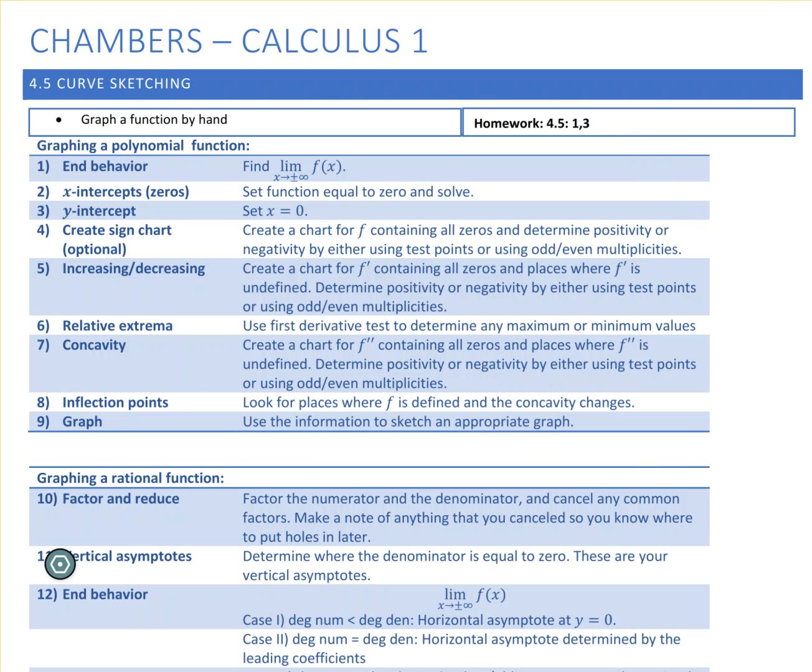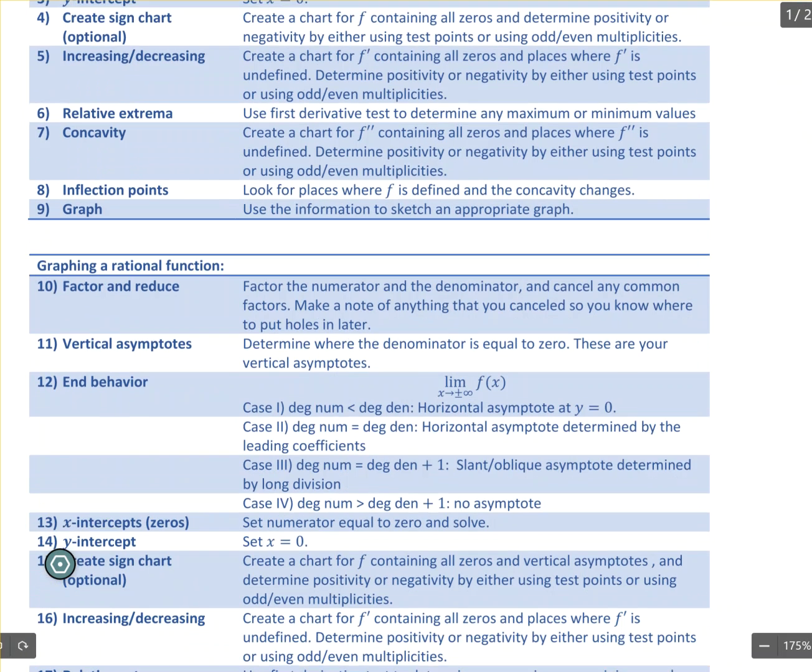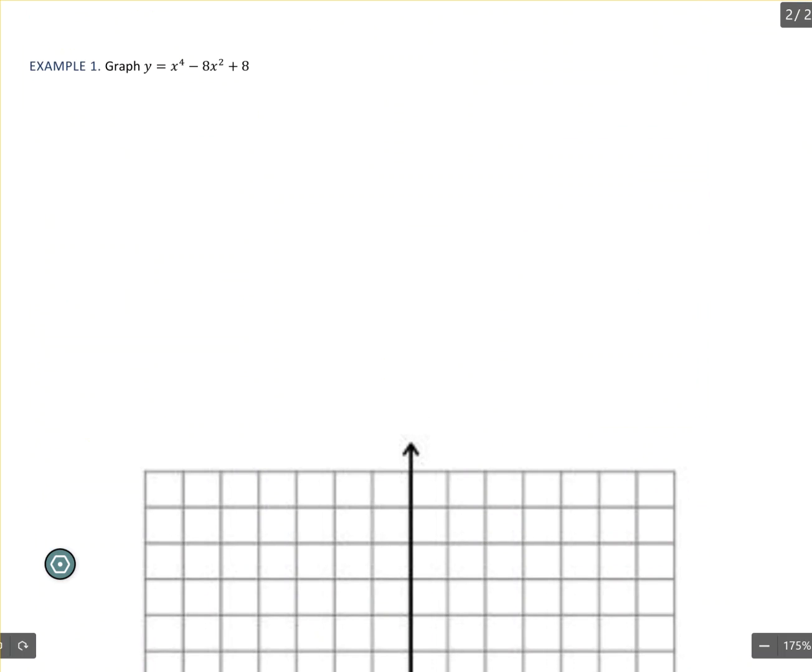So that's the process we've got to go through. And you don't have to do it necessarily in this order. Like the top, all this stuff up here can be in any order that you want. But yeah, let's go ahead and just get to an example. So let's graph y equals x to the fourth minus 8x squared plus 8.